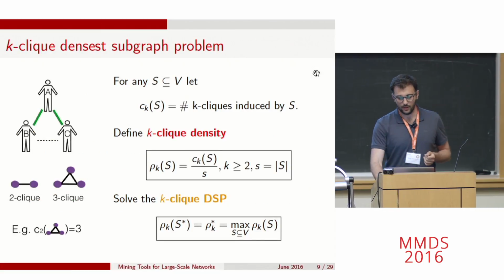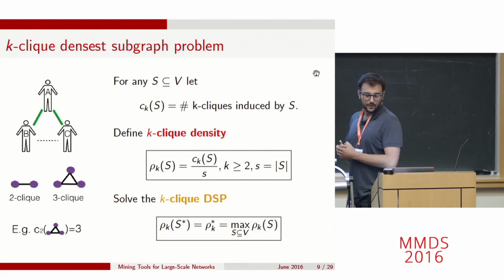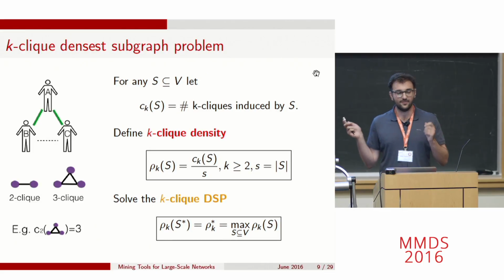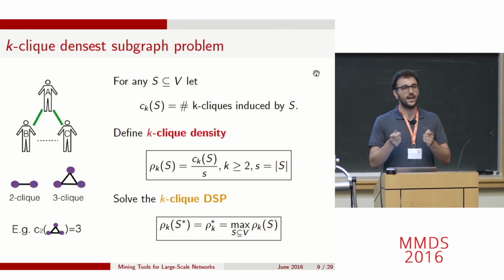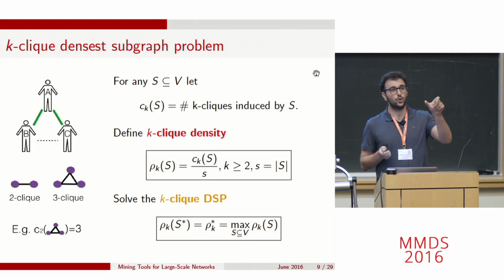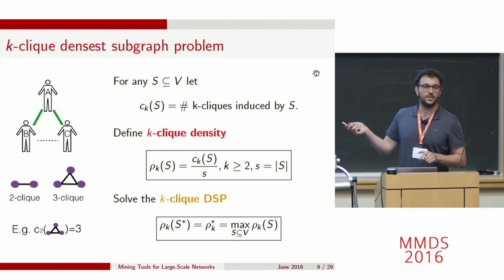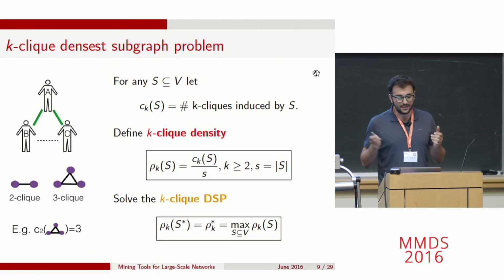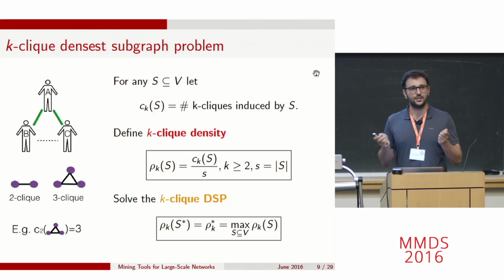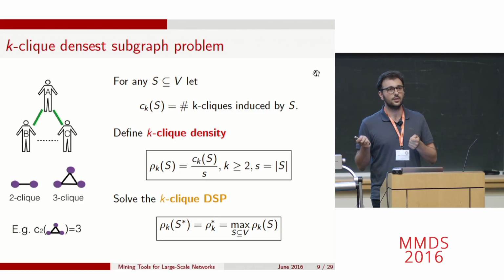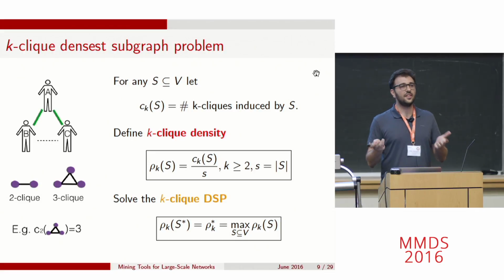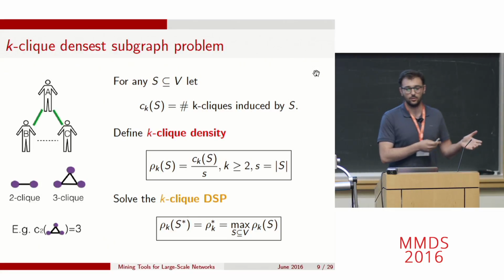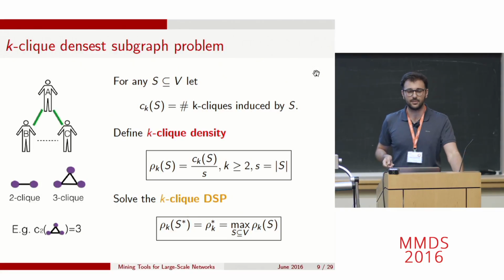Okay, so let's go to the large near-clique detection. I would like to define the k-clique densest subgraph problem. For any set of nodes S, let's define C_k of S to be the number of k-cliques induced by S. A 2-clique is an edge, a clique on 2 nodes. A 3-clique is a triangle. Let's define the k-clique density to be the number of k-cliques induced by S divided by the cardinality of the set. This is nothing but a generalization of the densest subgraph problem, which I showed you a couple of slides ago. When k equals 2, it's exactly the densest subgraph problem.